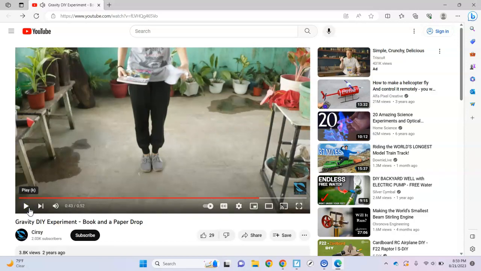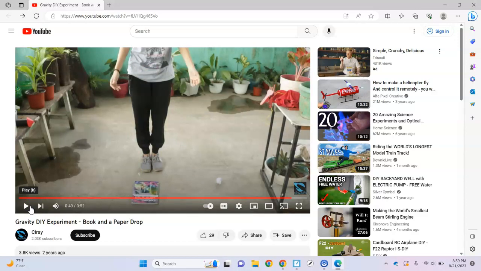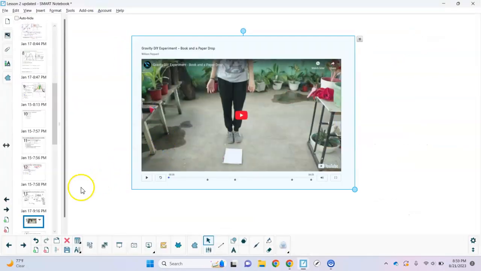All right, and I want you to make another prediction as to which you think is going to hit first. If you think the book is still going to hit first, if the paper is going to hit first, or are they going to hit at the same time? So go ahead and do that now. And that's the result, and you could have done this at home again. The result is that they hit at the same time. So we want to explain that and talk about that. So that's where we're going next in this lesson.